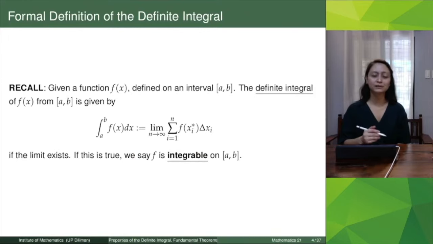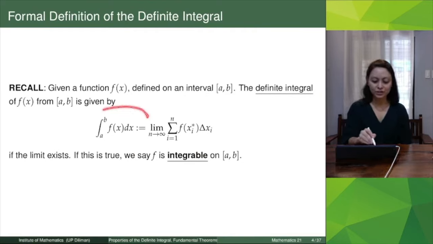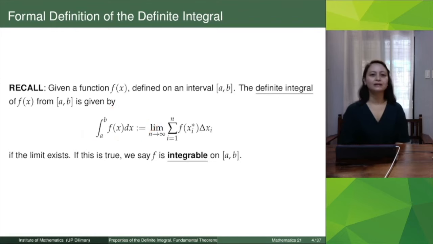Recall that in a previous lecture, we have already defined the definite integral of f of x from a to b. It is given by this expression. It's defined to be the limit of the summation of f of xi star delta x sub i from 1 to n as n approaches infinity, if this limit exists. And if this is true, we say that the function f is integrable on the closed interval ab.